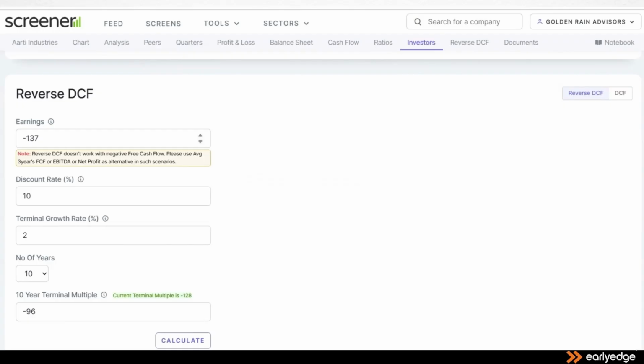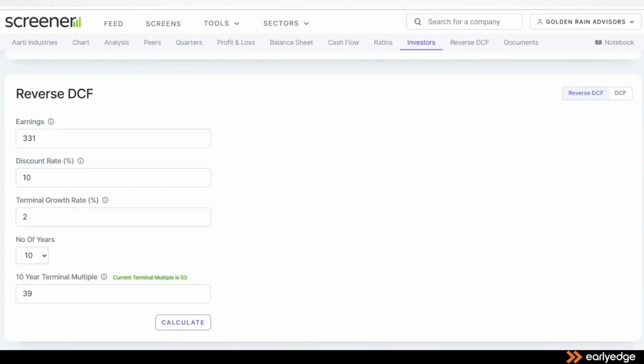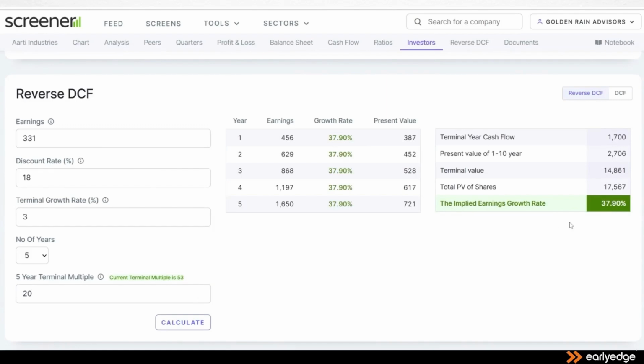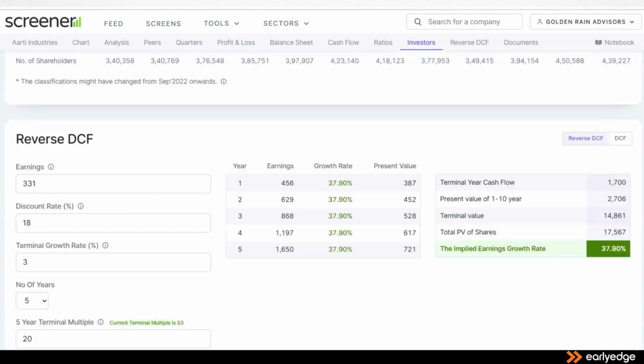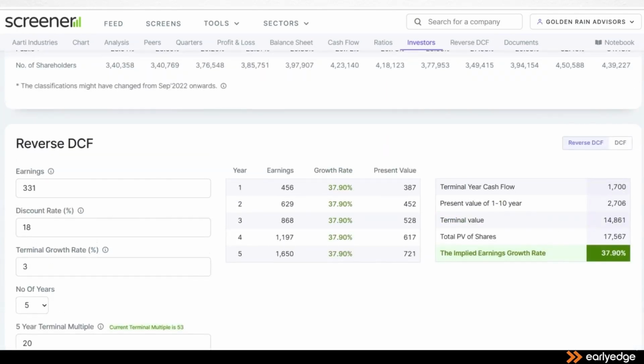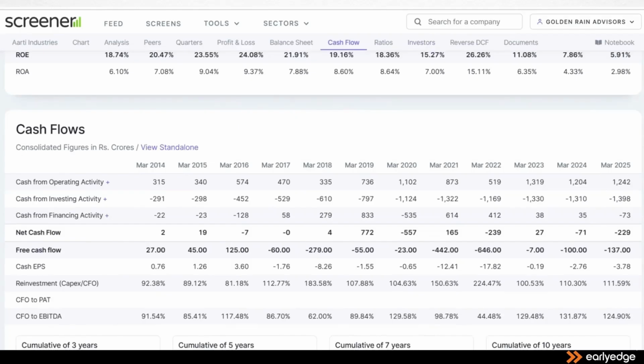So 331 is the current PAT, and with Aarti I would require at least 18 because it's cyclical and it carries higher risk. Terminal growth rate of 3, holding period of 5, and since it's cyclical, I would give a PE of 20. It gives you an implied growth rate of 38%. I don't know, but this is again where you need to be a bit more judgmental.